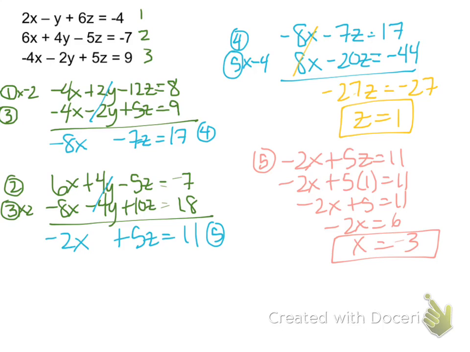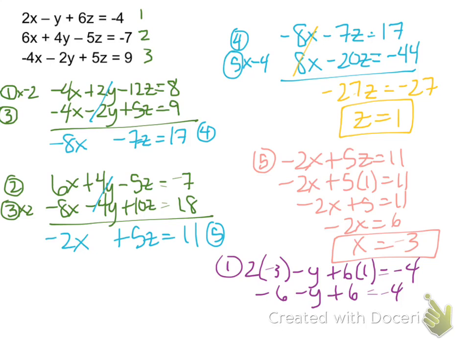Sorry, a -3. And now I'm going to take those and substitute them back again into any one of the original three equations. I just happen to pick the first equation, substituting the -3 in for x and the 1 in for z. And when I solve this, the -6 and the +6 cancel, and I get y equals 4.